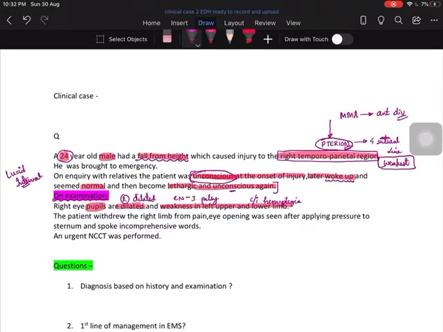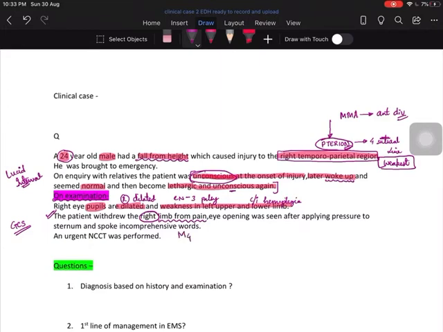Now on examination, we are trying to calculate the GCS of the patient, which is always done in patients with trauma and neurological involvement. This patient withdraws the right limb. Obviously the left upper and lower limbs are hemiplegic, so the patient will respond on the right side. The patient withdraws the right limb from pain. This is the motor part, and this corresponds to M4.